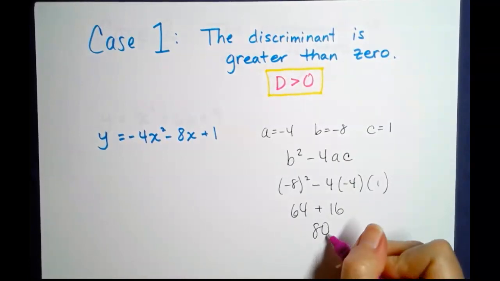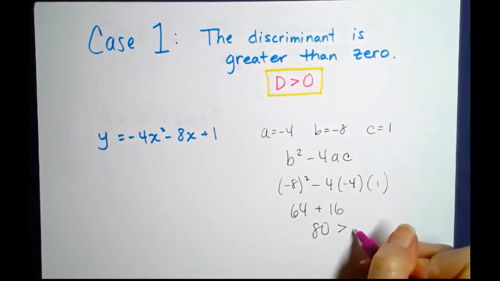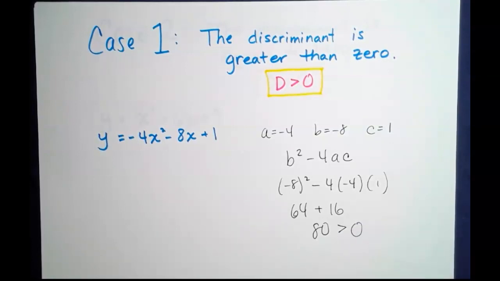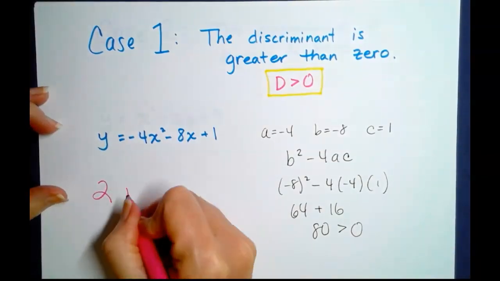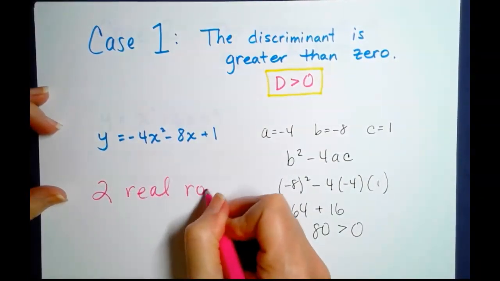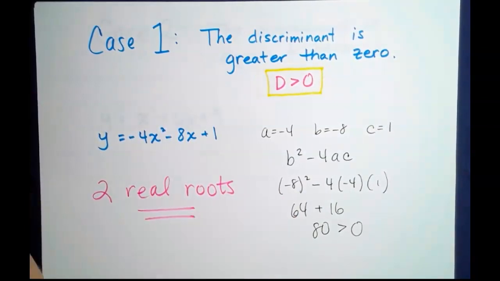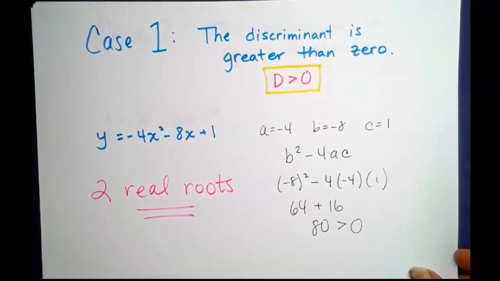So, here's the deal. The discriminant is 80, and 80 is bigger than 0. And if your discriminant is greater than 0, you know that you have two real roots. That's how we can discriminate the roots, by observing what the discriminant is.